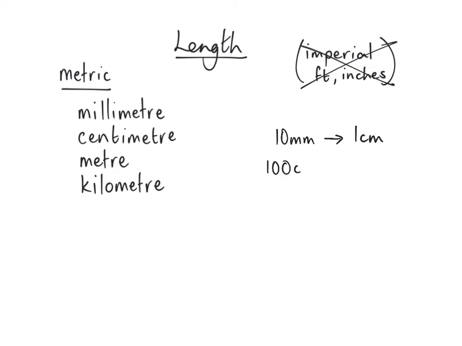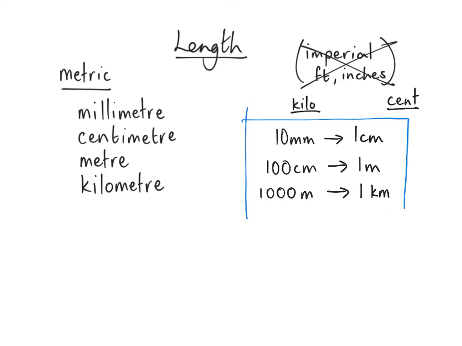100 centimetres is 1 metre. And cent means 100. So like you've got 100 cents in a dollar. You've got 100 years in a century. That prefix cent, or prefix, however you say it, cent means 100. Then we've got 1,000 metres is 1 kilometre. And again, that prefix kilo means 1,000. If I have a kilogram, that's 1,000 grams. So kilo means 1,000. Now these are your really important conversions. So they are what you need to write down.